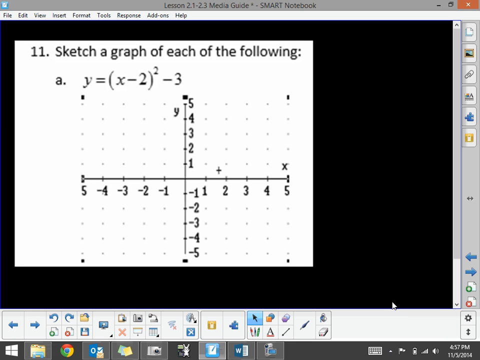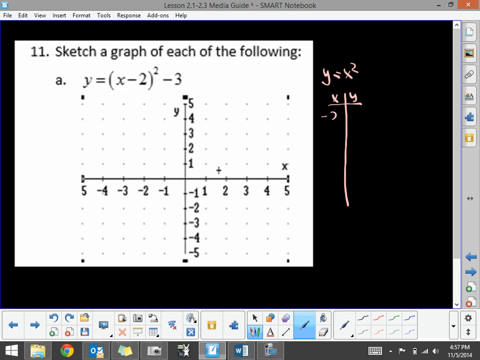In 11a, what I wanted to see is if you could remember how to do the transformations on one of your parent graphs. Our parent function that we're working with is y equals x squared. The control points that I would use would be -2 gives you a 4, -1 gives you a 1, 0 gives you 0, 1 gives you 1, and 2 gives you a 4.